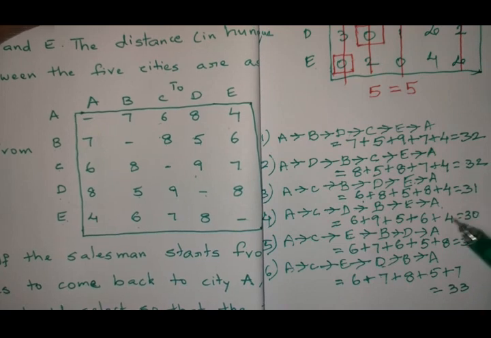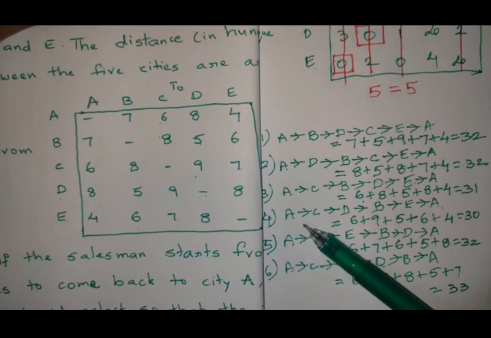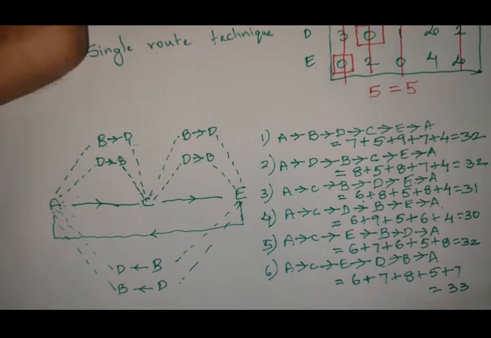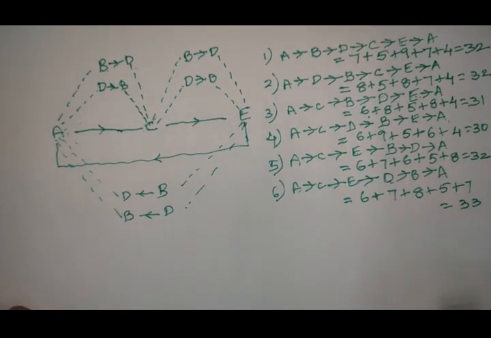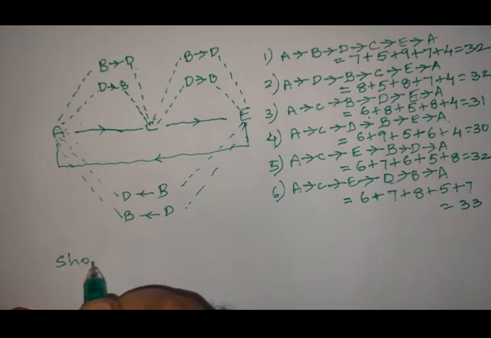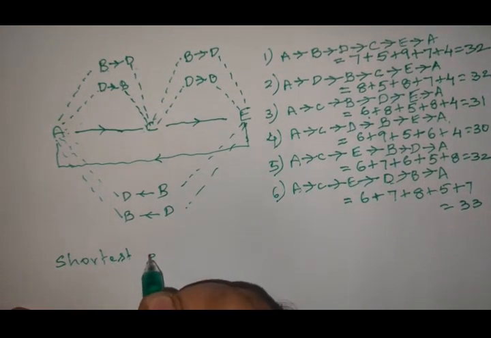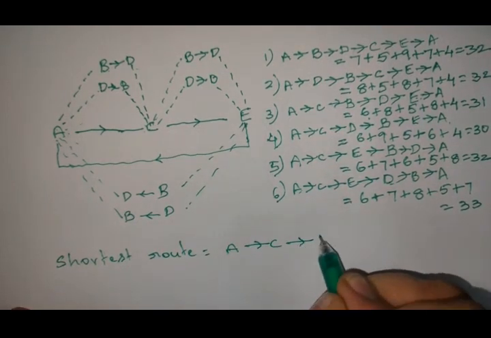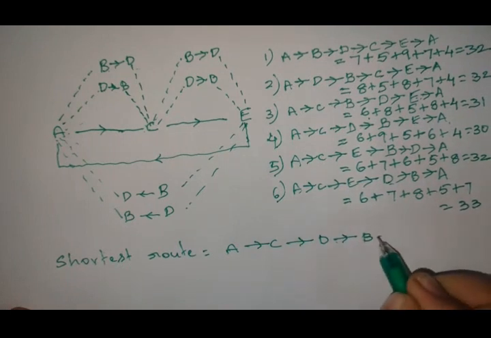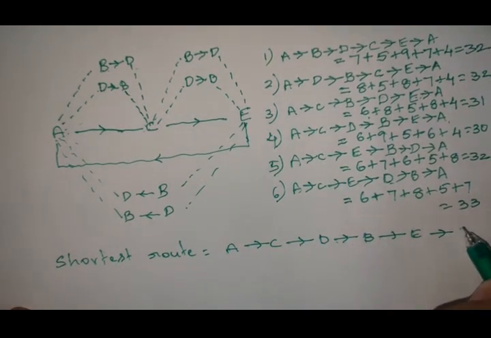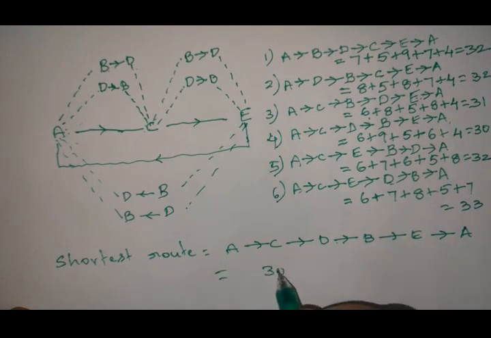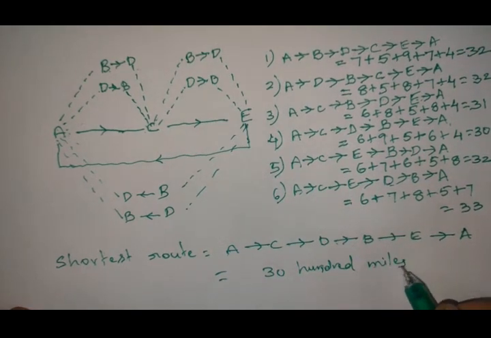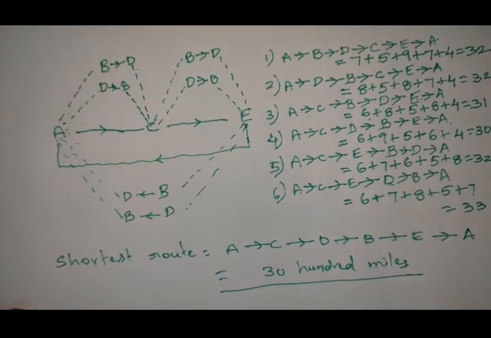So 30 we will get for the fourth route. So this one is the shortest route. So now write the shortest route for the traveling salesman. Shortest route is equal to A to C, C to D, D to B, B to E, E to A. So totally we will get 3000 miles. This one is the solution for the given problem.